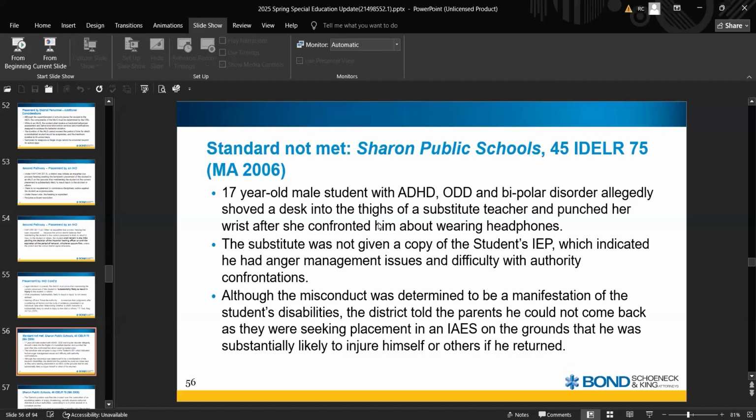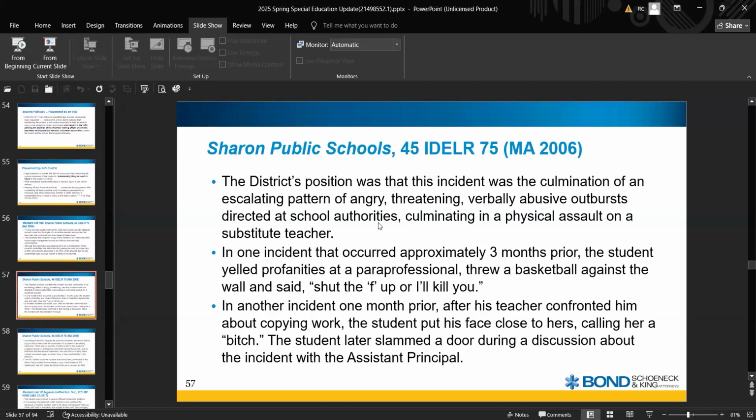Okay, and the hearing officer picked up on that. So it was found to be a manifestation, so they could be suspended, but the district said they were going to remove him on the basis that he was substantially likely to injure himself or others. The district's position was that this incident was a culmination of an escalating pattern of threatening, verbally abusive outbursts directed at school authorities. So they were saying that this is getting worse and worse and worse.